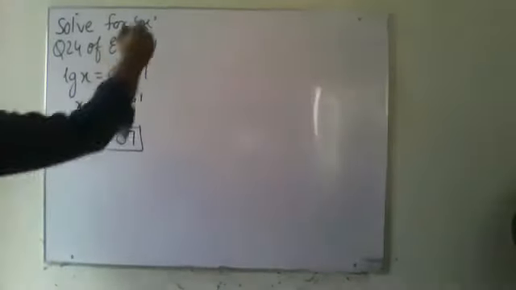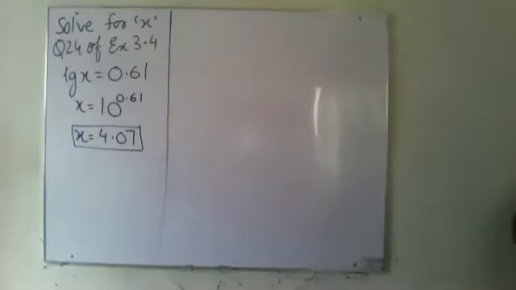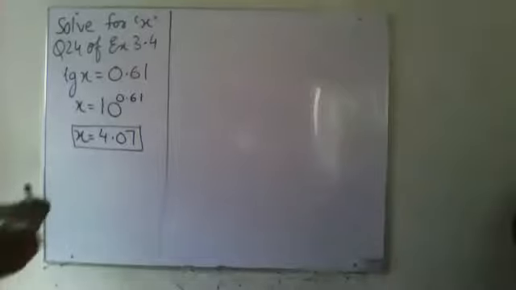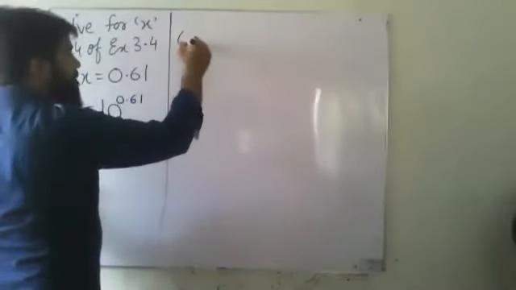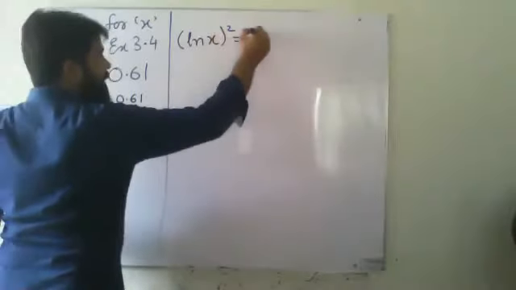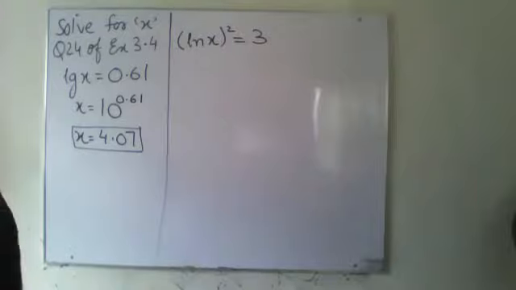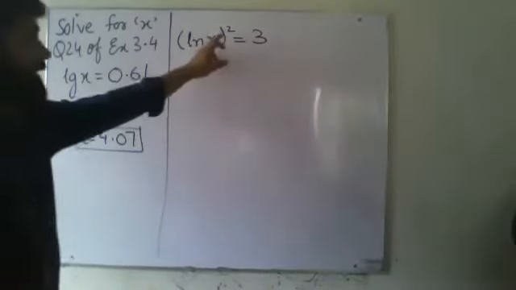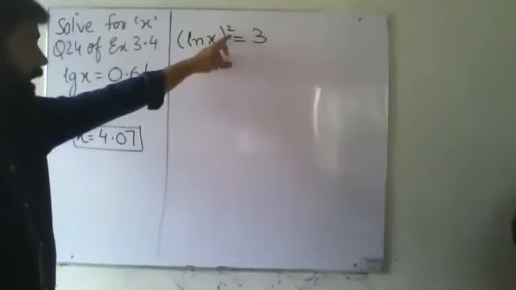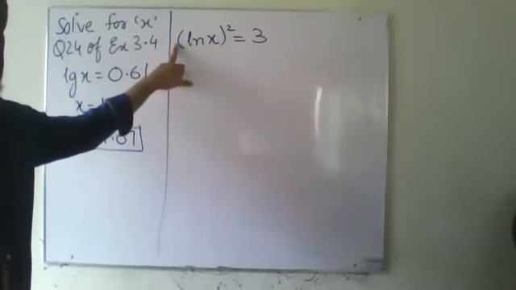Another question I am writing over here, and this question says (ln x) whole square equals to 3. Now it is whole square. It is not only on x, it is whole square. So I can't write it over here because it is whole square.